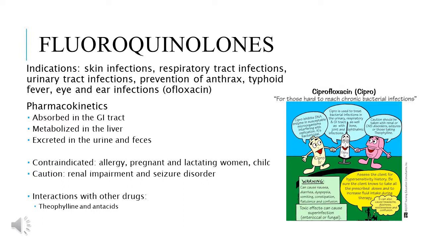These drugs are absorbed in the GI tract, metabolized in the liver, and excreted in the urine and the feces. They are usually given intravenously or by mouth. People who should not get these drugs are anyone with an allergy to it, and pregnant and lactating women. Also, children should not take these medications because they have been associated with developing lesions inside of the cartilage. Caution should be taken with patients with renal impairment or seizure disorders.